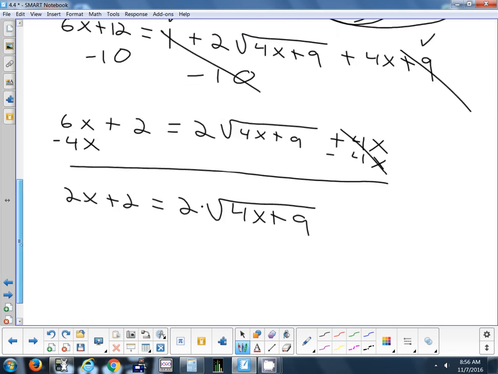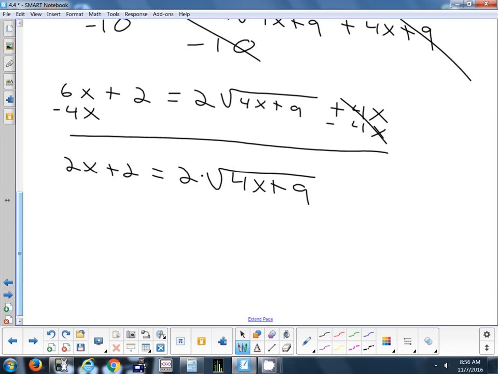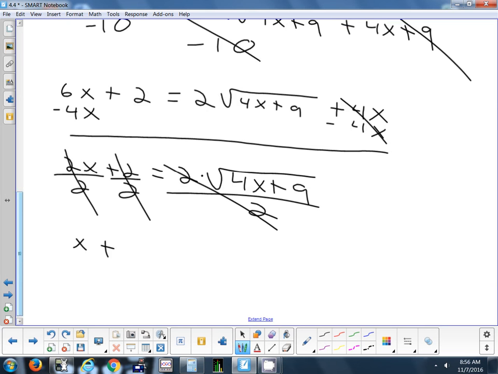Divide everything by 2. Now when you do division, you can do that to each individual term. Okay? That's how division works. So divide by 2, 2, and 2. So now we're left with x plus 1 equals square root 4x plus 9.